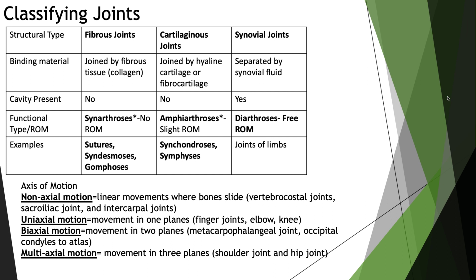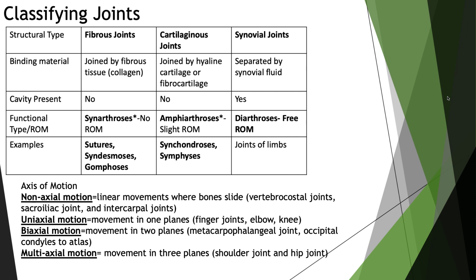Articulations can be classified by structural classifications, which are based on the anatomical components that make up the joint. You have fibrous joints, which are held together by fibrous connective tissues but lack cartilage and possess no cavity between the bones. Fibrous joints are either synarthrotic or amphiarthrotic, and we'll get to those in just a moment.